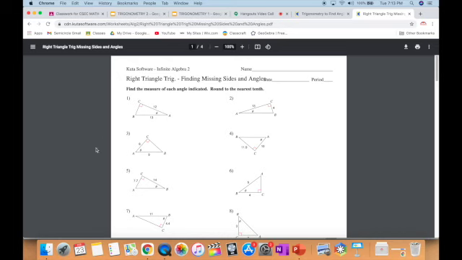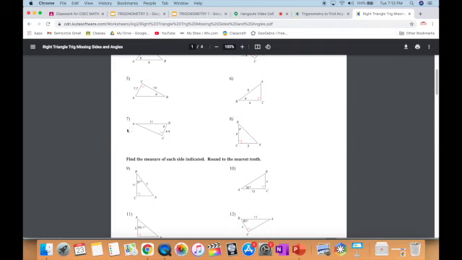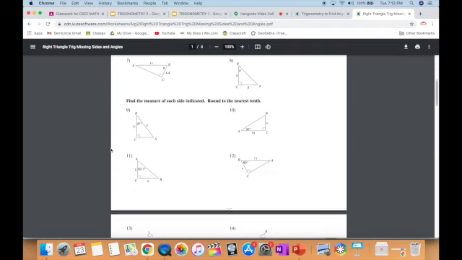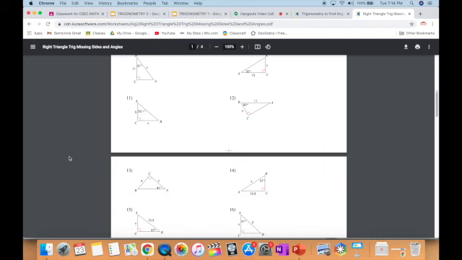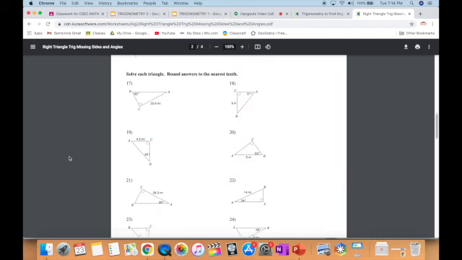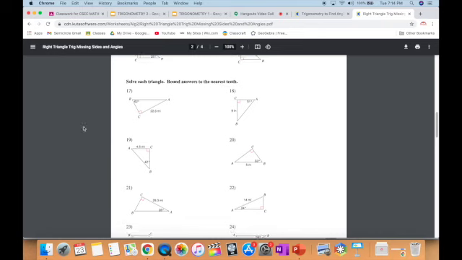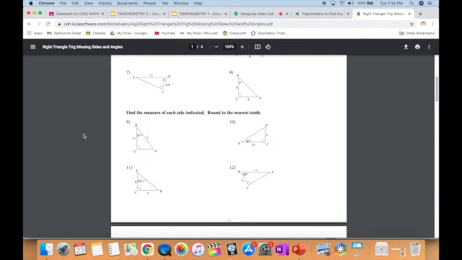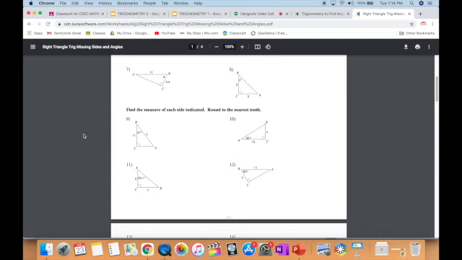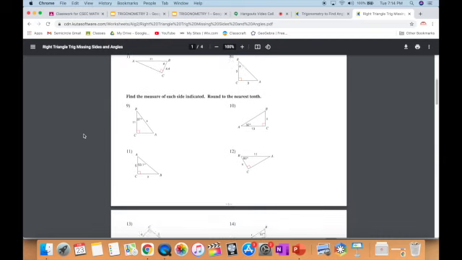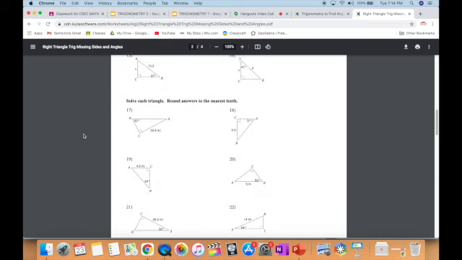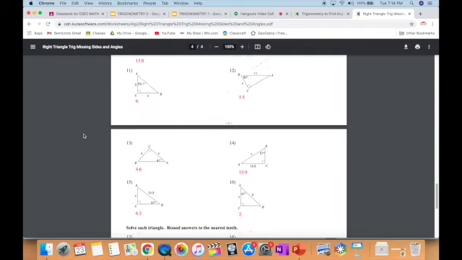And in this link, you can see that we have some questions where you have to find the angle, and then some questions where you're given the angle and you have to find a side. And solve each triangle. Round answers to the nearest tenth. What do they mean by solve the triangle? Find the measure of the side. Let me see what they mean by solve each triangle. I'll look at the answer.